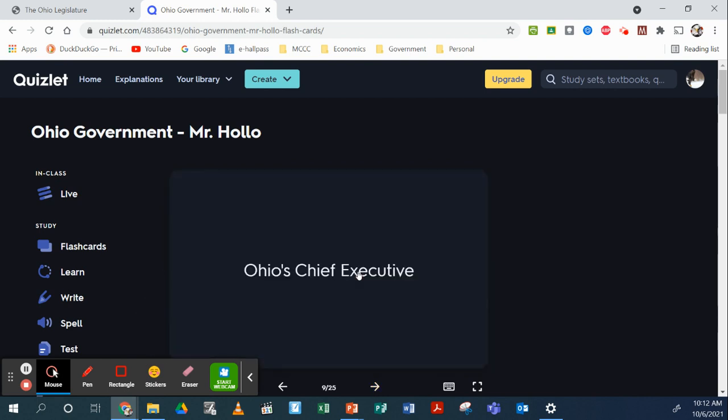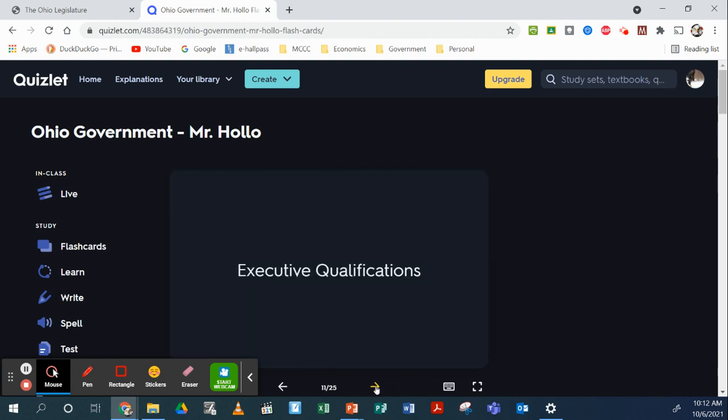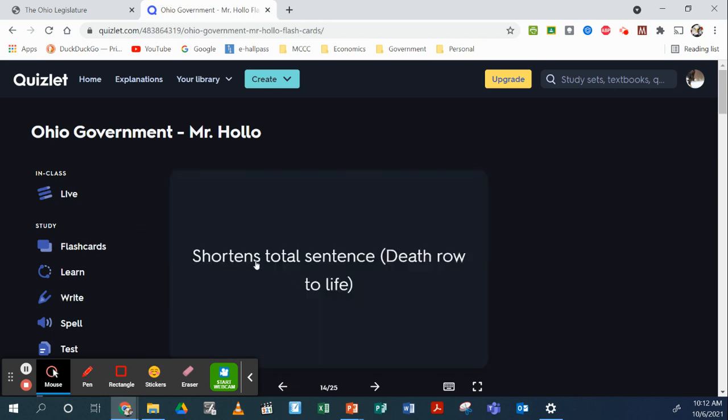The governor. Ohio's chief executive. 4-year term, and he's about done. I think he's got a couple more years left. Executive qualifications, governor's powers, reprieves, commutations, pardons. So commutations and pardons shorten the sentence. If you were in for 25 years to life, I'm going to bring it to 15 years you've been in. All right, you're done. You're good. Pardons, you're just free and clear. See ya. Go home.